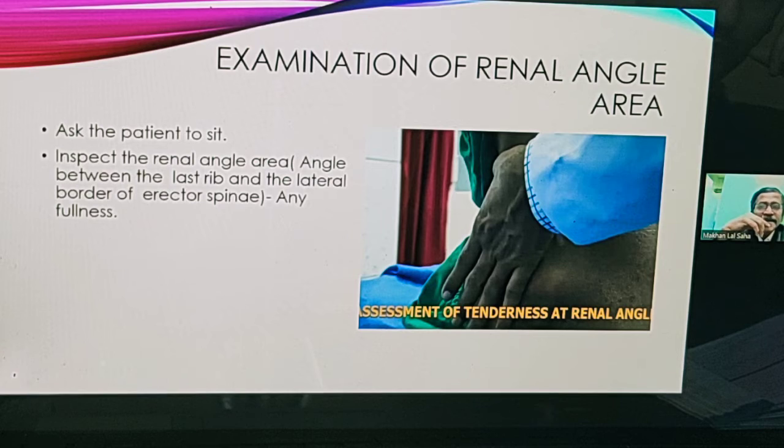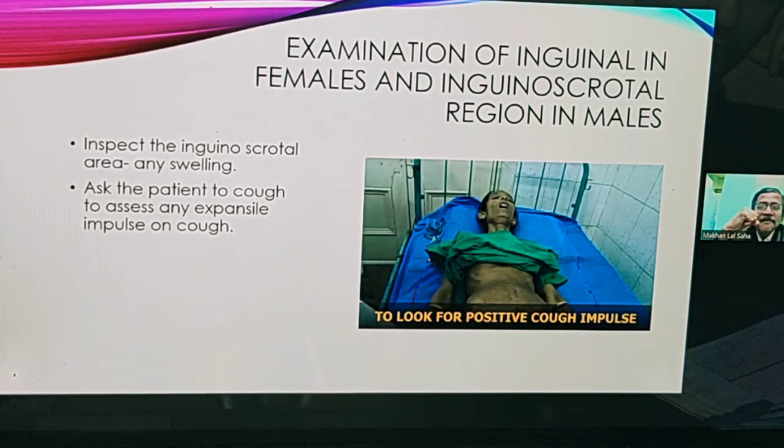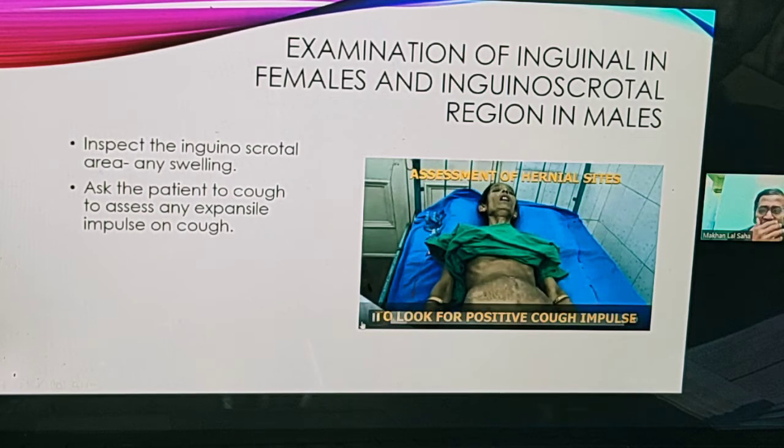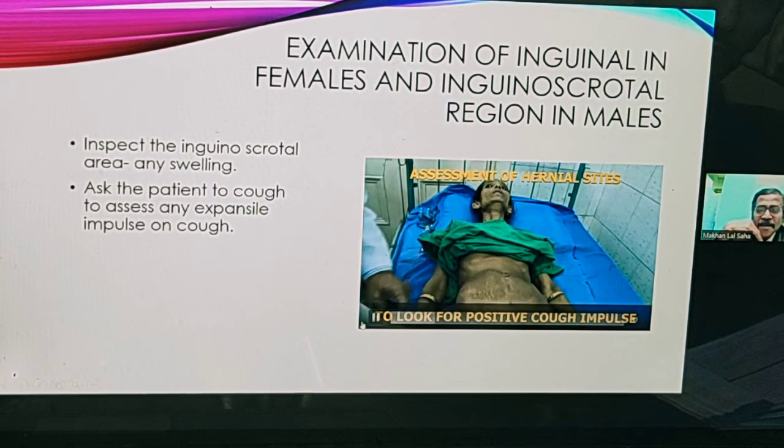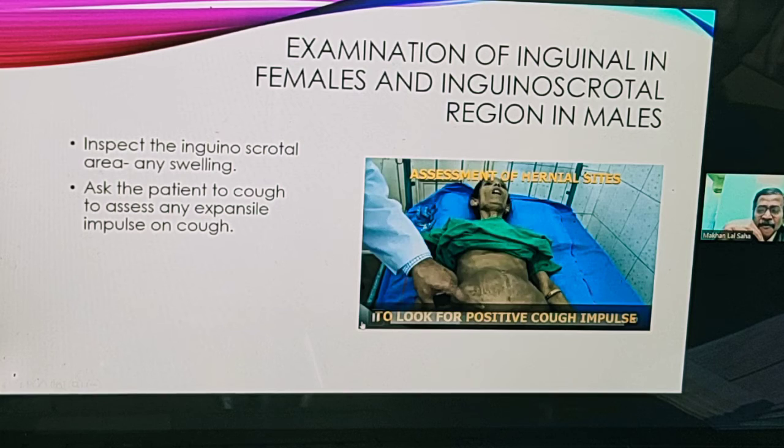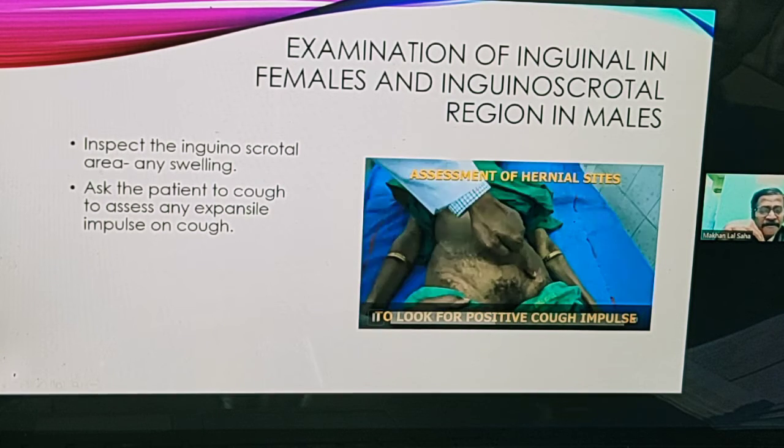Then inspection of the inguinal area and inguinoscrotal area in male. Inspect the inguinoscrotal area for any swelling. Ask the patient to cough to look for any cough impulse there to assess any presence of hernia. So look at the inguinal area and ask the patient to cough. Look for any expansile impulse on cough.